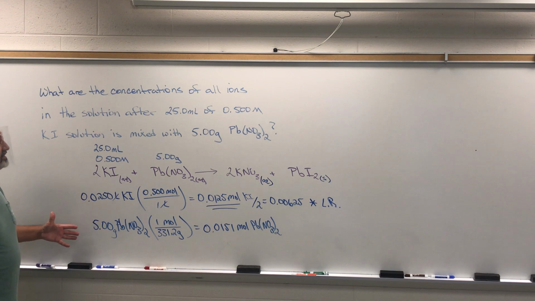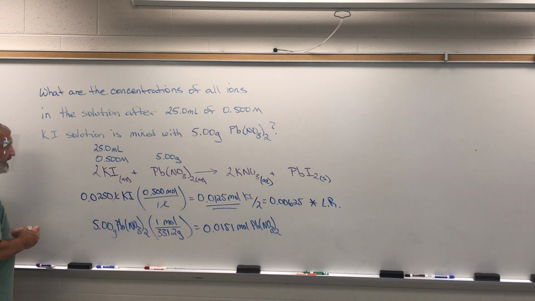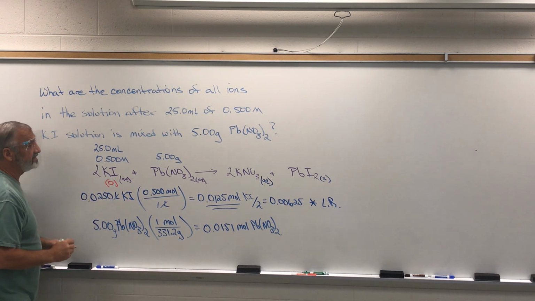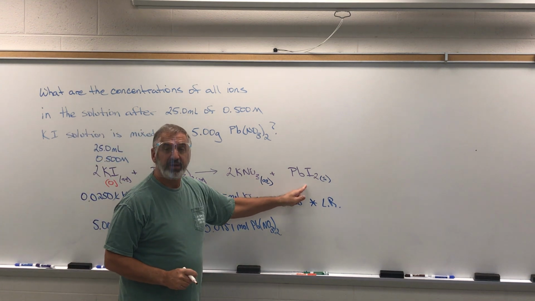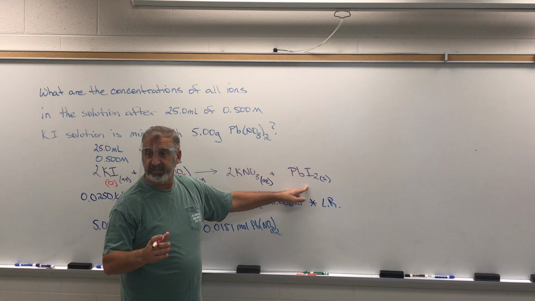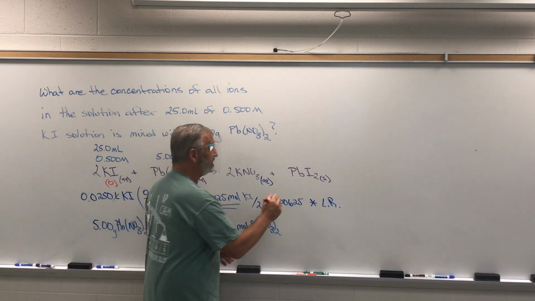Now we need to calculate the concentrations of each thing that's remaining. Since this is the limiting reactant, how much KI remains at the end of the solution? 0. Since this is a solid, how is this going to contribute to ions in solution? It doesn't, because solids sit at the bottom. They don't break apart. They're not dissolved. So we're going to get 0 from this.